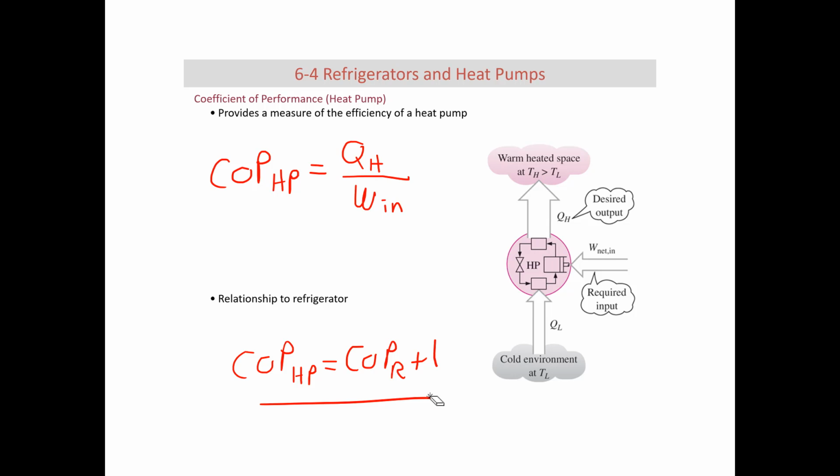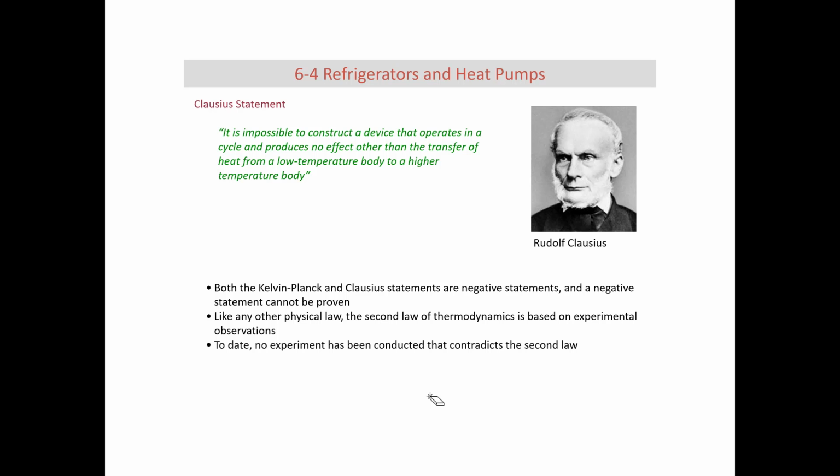Okay, so this brings us to the second statement in this chapter, called the Clausius Statement. The Clausius Statement says, it is impossible to construct a device that operates in a cycle and produces no effect other than the transfer of heat from a low temperature body to a higher temperature body. Basically what this is saying is, I can't make heat move from cold to hot without putting work into it. That is the whole premise behind the Clausius Statement.